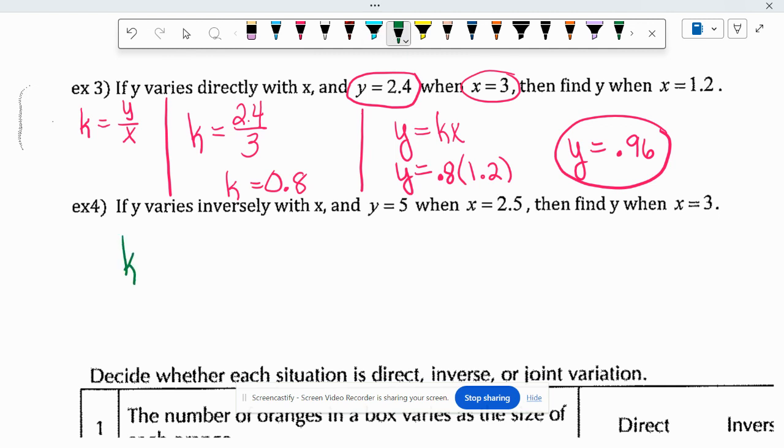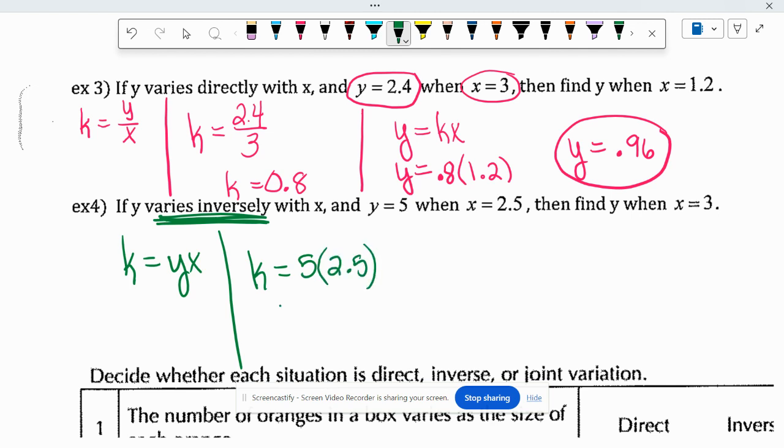So K equals... what kind of variation is this? Yeah, so K we said is Y times X, right? Isn't that what we got when we solved for K? Okay. So K equals 5 times 2.5. So what is my constant of variation?